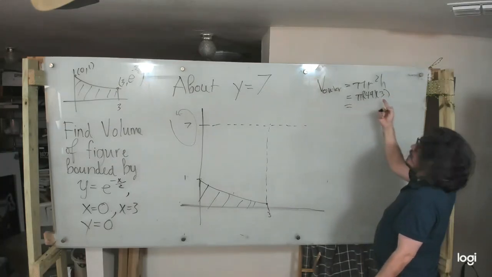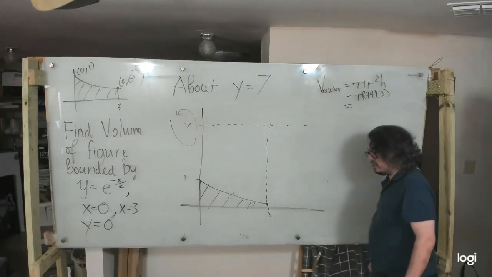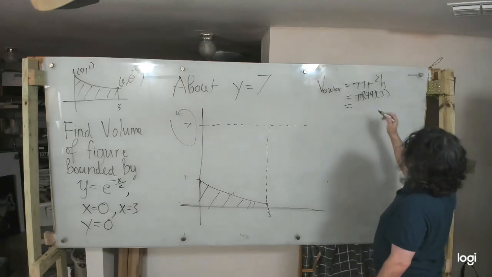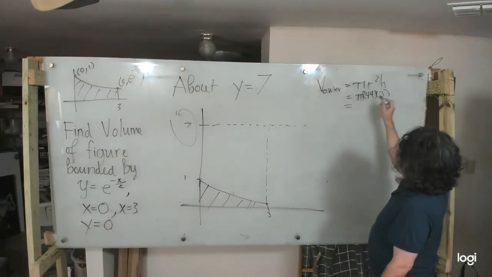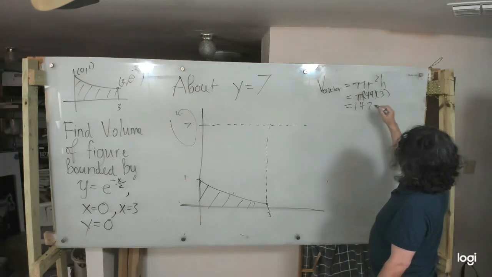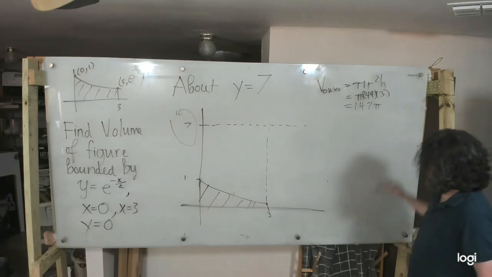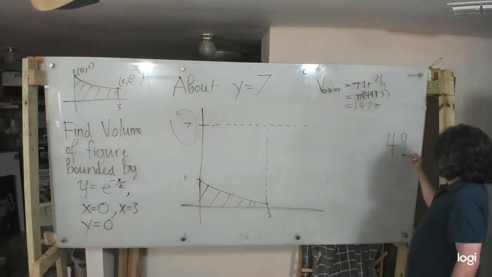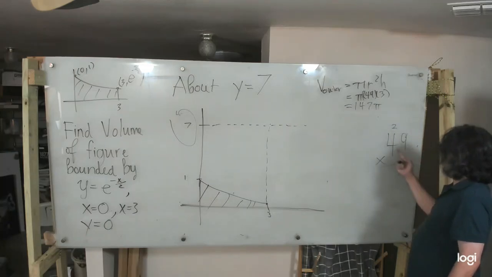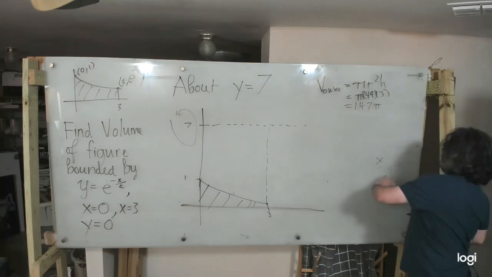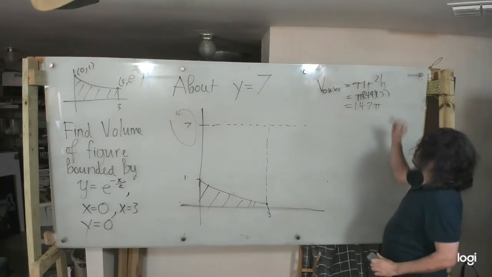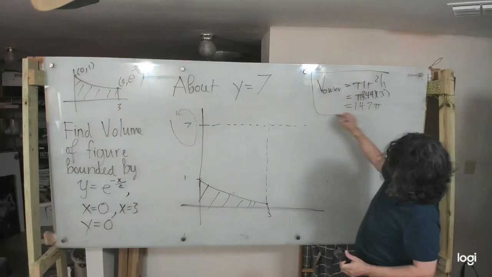So 3 times 49 is 147, I believe. And then times 5. So 147. Let's do that real quick here with a pencil and paper so we don't make a mistake. 49 times 3, 27, 4, 8, 12, 13, 14. Yeah. Okay, we're right. So this is the volume of the outer.